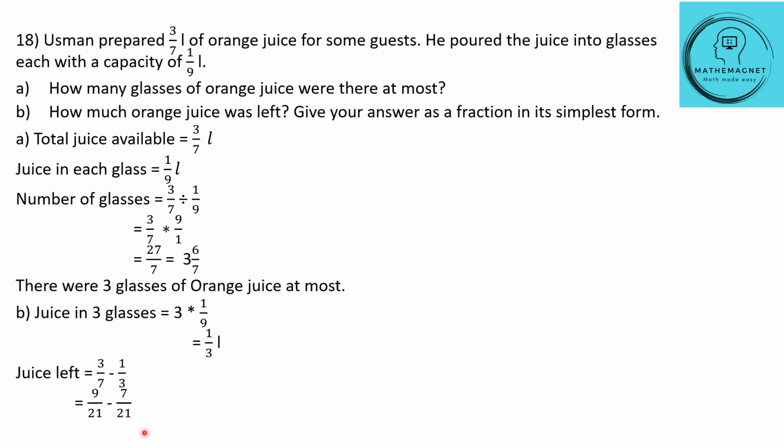Here we got the same denominator, so it becomes a like fraction. Now we can proceed with the subtraction. So 9/21 minus 7/21 is 2/21 liters. So he is left with 2/21 liters.